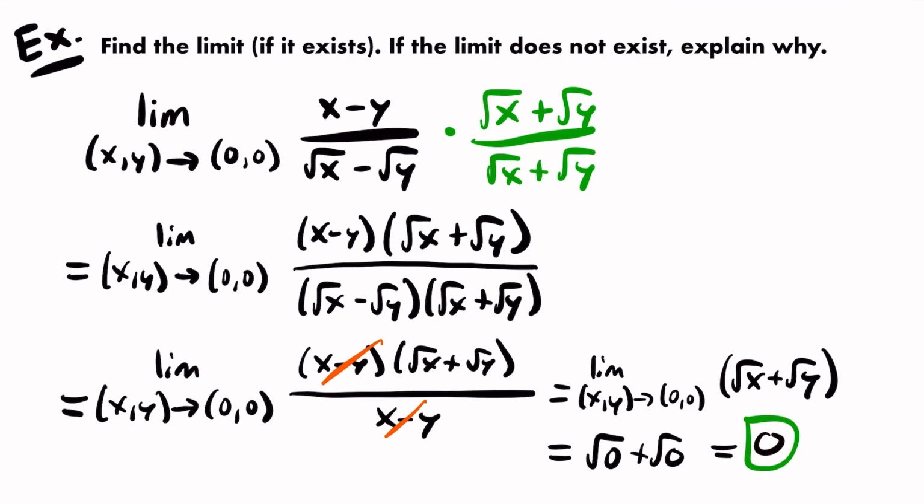The limit is 0, meaning that all paths along the surface represented by this function that contain the origin (0, 0) lead to a z value of 0 as they approach that point (0, 0). All right, so that's it for this example. Let's look at another one.